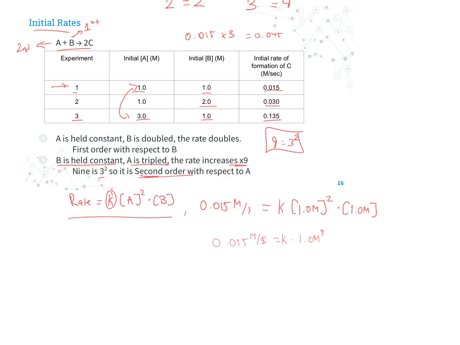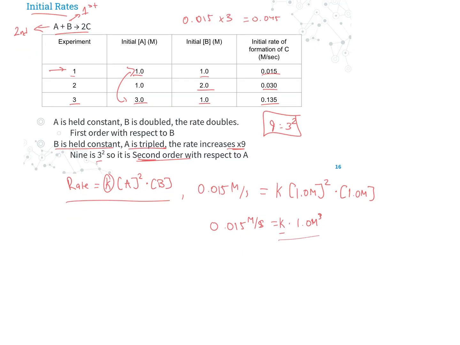I have to do that to make sure that the units of K are proper. Especially in an FRQ, if the units of K are wrong, you will get that wrong, or at least you'll get some points taken away, because the units for K can always change, depending on the order of your reaction. Now, if I want to solve for K, all I do is divide this side by 1.0 molar cubed, and this side by 1.0 molar cubed. And I end up getting K is equal to 0.015, and now we just need to look at the units.